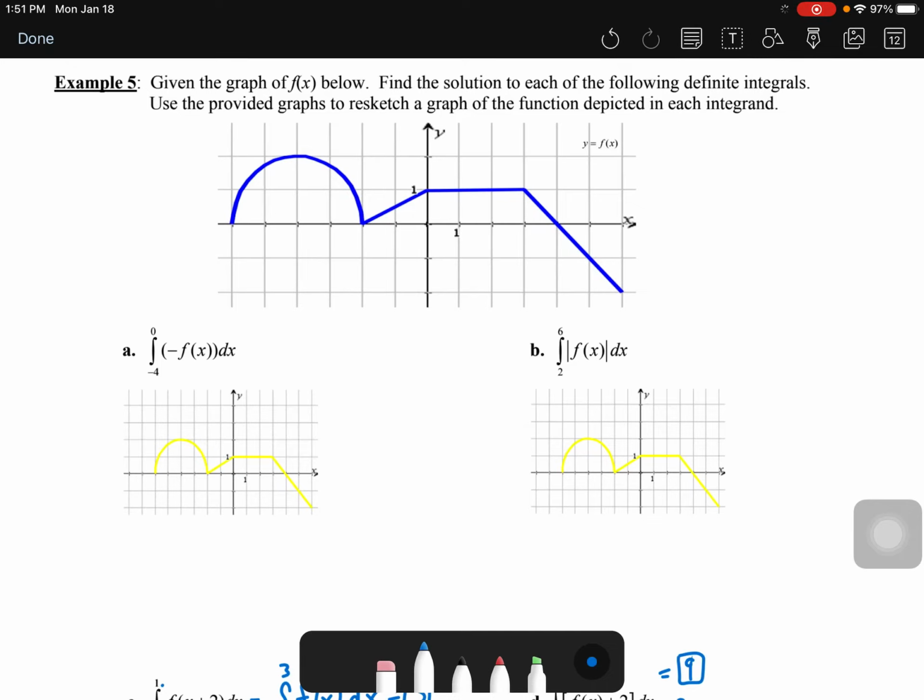Hello AP Calc class, we're continuing on with our 4.3 notes looking at Riemann sums and definite integrals.